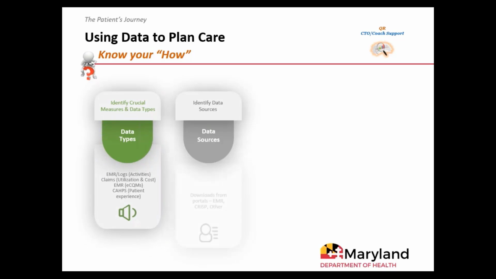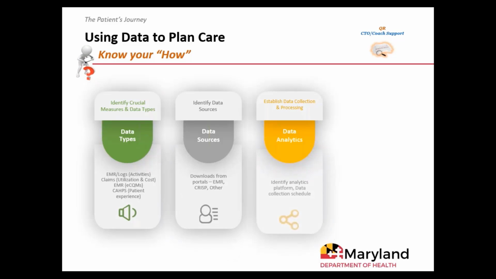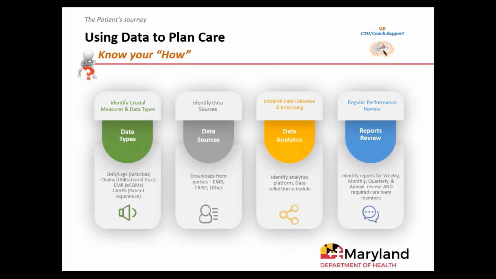So here is a summary of the steps you should take to get organized using data to plan care. First of all, you need to identify the crucial measures and data types. There are many things you can measure, so you want to focus on the vital few. The data types include claims data, where you see utilization and cost information, data from your EMR, logs or spreadsheets you keep to track gap closures with eCQMs or your practice performance trends, depending on what your PD is saying, and also data from surveys for your patient satisfaction and experience.